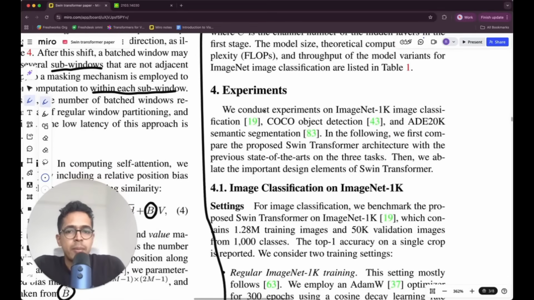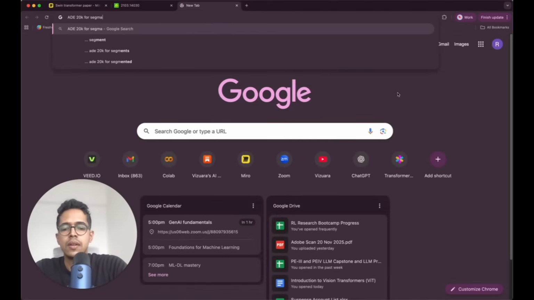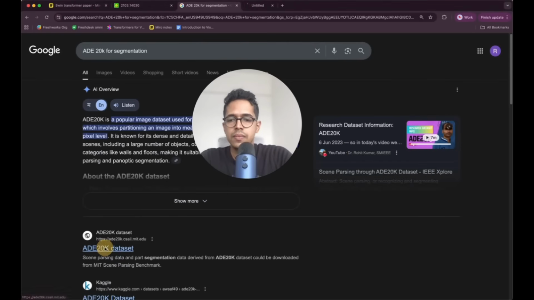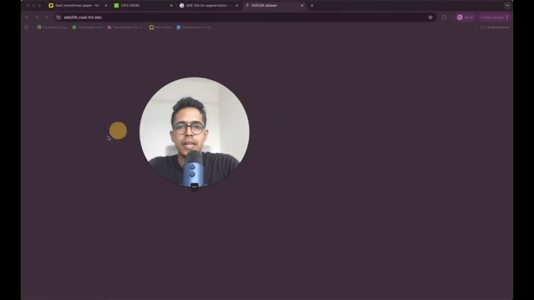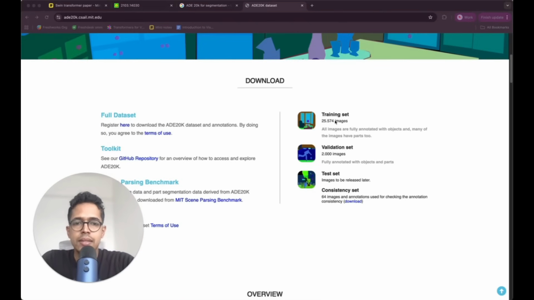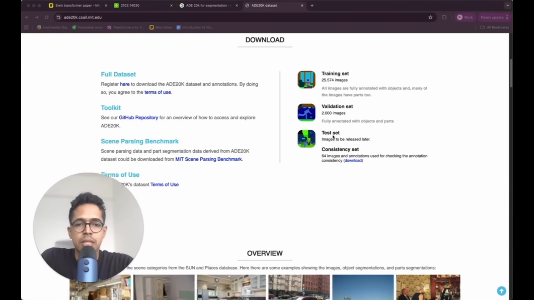Now, section 4, experiments. We conduct experiments on ImageNet-1K for image classification, COCO for object detection, and ADE20K for semantic segmentation. So ADE20K is this dataset. It's from CSAIL, Computer Science and Artificial Intelligence Laboratory at MIT. And the full dataset is over here. Training dataset has 25,000 plus images. Validation is 2,000. And test is, I guess, a similar number of images perhaps.